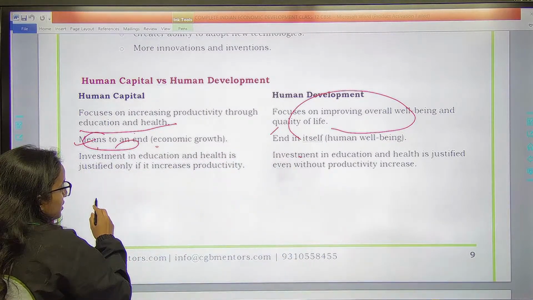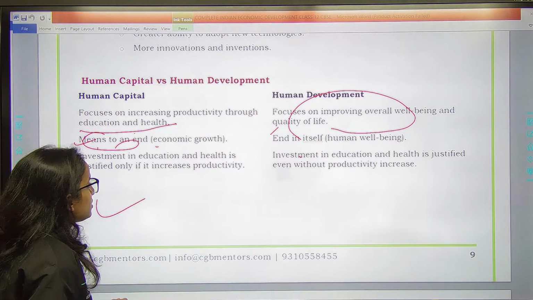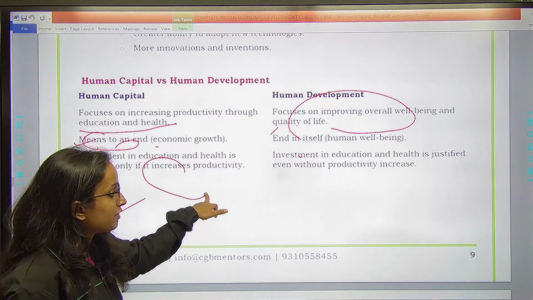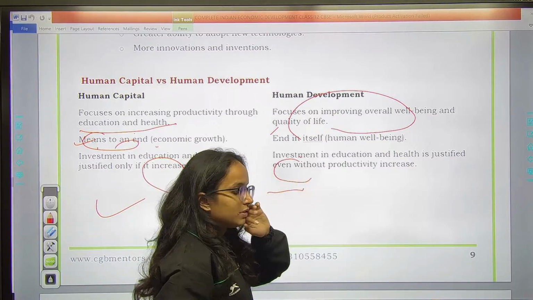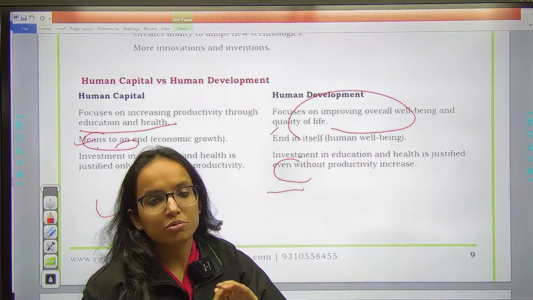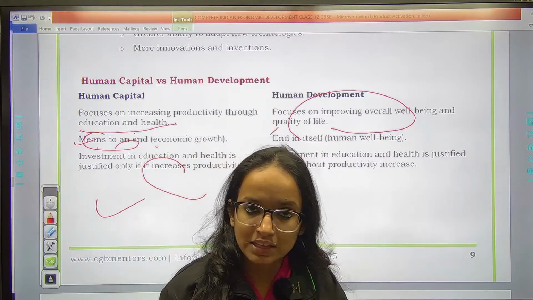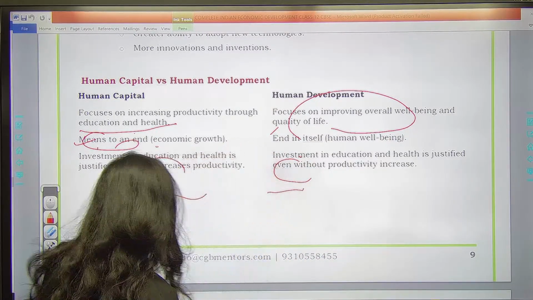Then investment in education and health is justified only if it increases productivity, but here investment is justified even without productivity increases. So even if you are not productive, but you are healthy in all dimensions, that is human development.